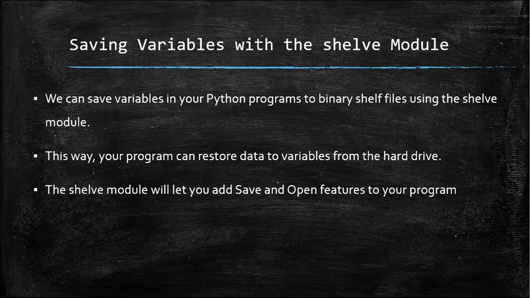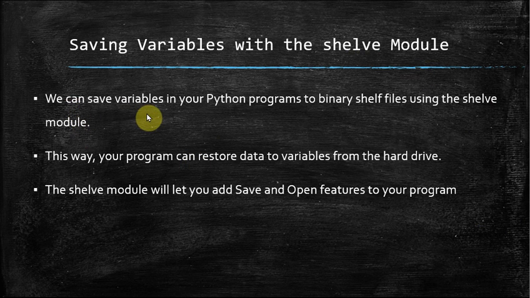In Python, we have a module called the shelf module. This module is used to store objects in a file. That is, if you want to store values on your hard drive with persistent storage, so that even if power is lost the data will be there as it is, then you can go for the shelf module. That's what we are saying here.